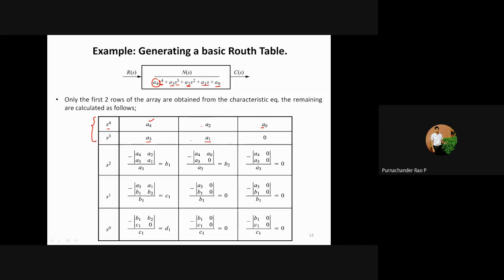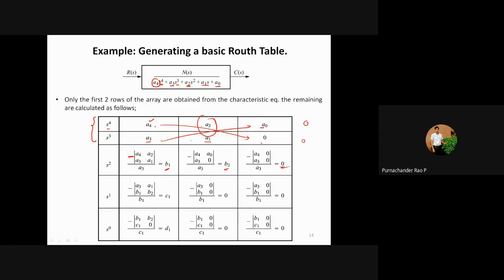Okay, s square is nothing but the determinant of a4, a3, a2, a1, but this should be taken with a minus. So this will give you the value of b1. The next is a4, a0, a3, and 0. So we need to leave this row. Then we need to take a4 into 0 and a3 into a0. So this value is going to be b2. And for the third one, there are only zeros here, so this is going to be 0.